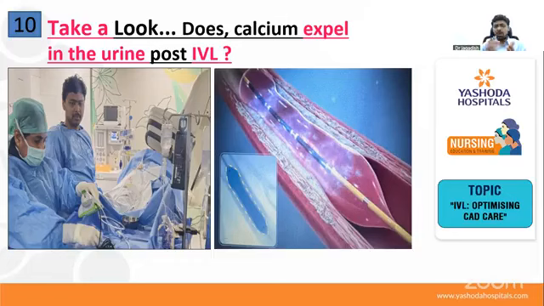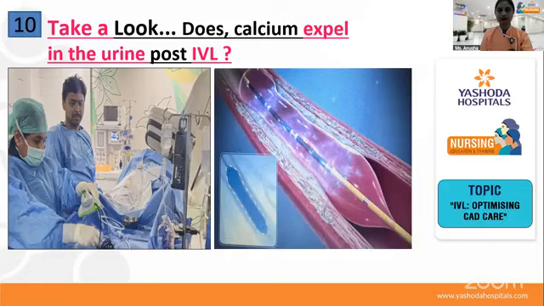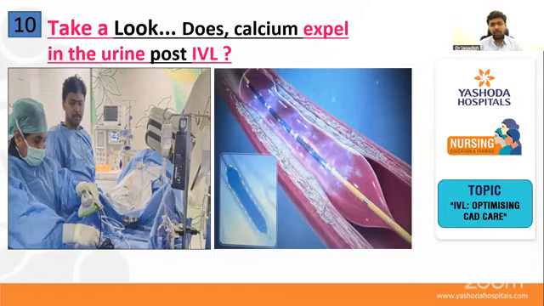Within a wall, here we break the calcium and then we put a stent. Again, sir, we might also try to understand whether a very heavy amount of calcification is removed. Now, the question is, does calcium expel in the urine after this procedure? Very nice question. Actually, this is very commonly asked by our patients.